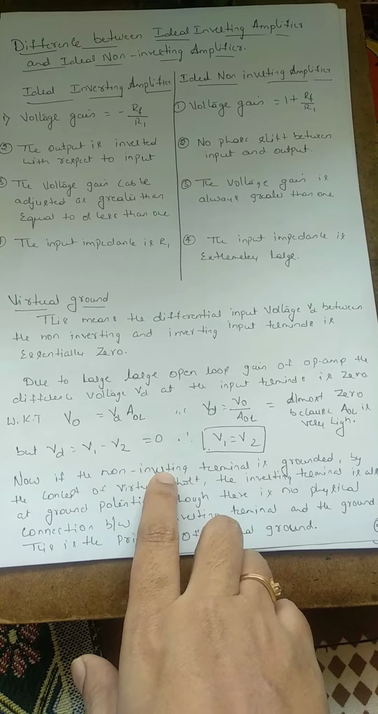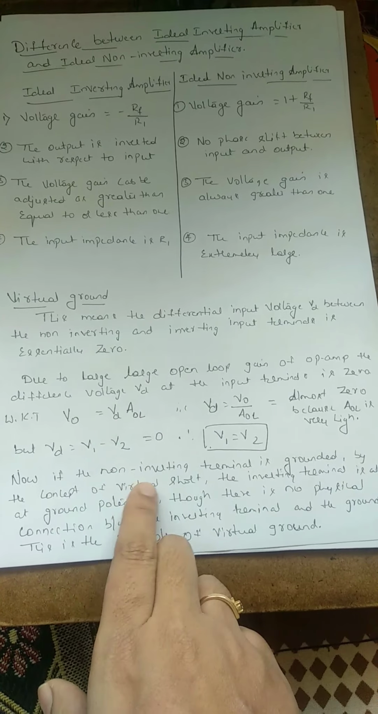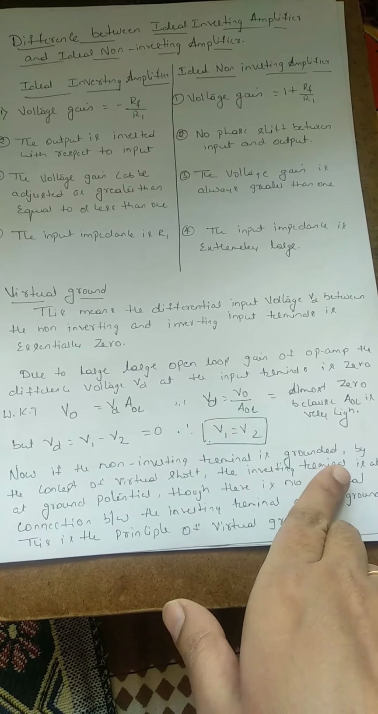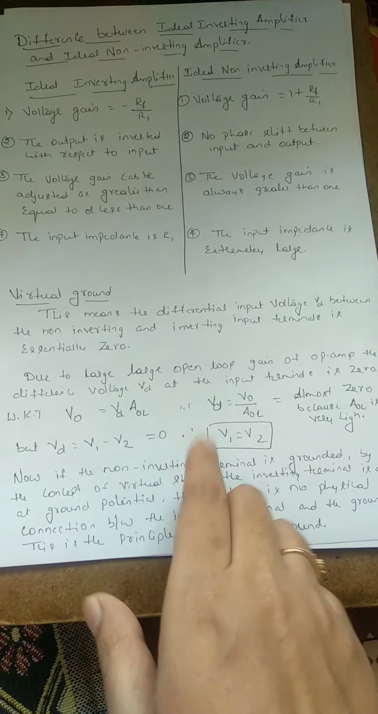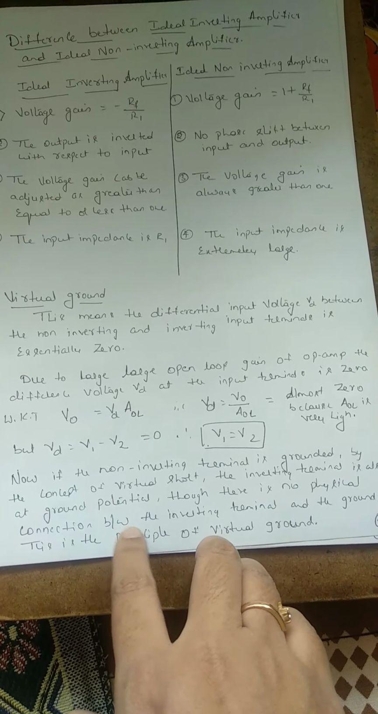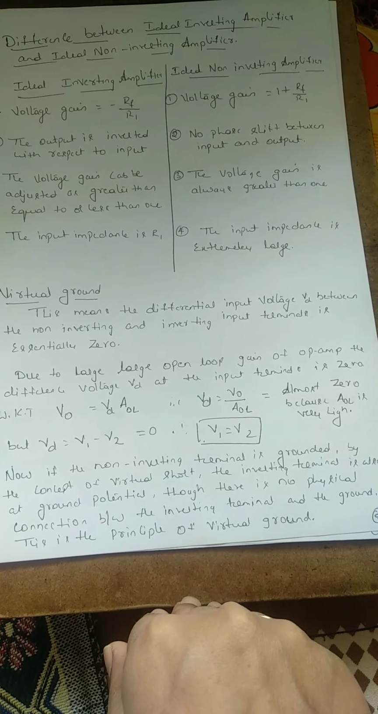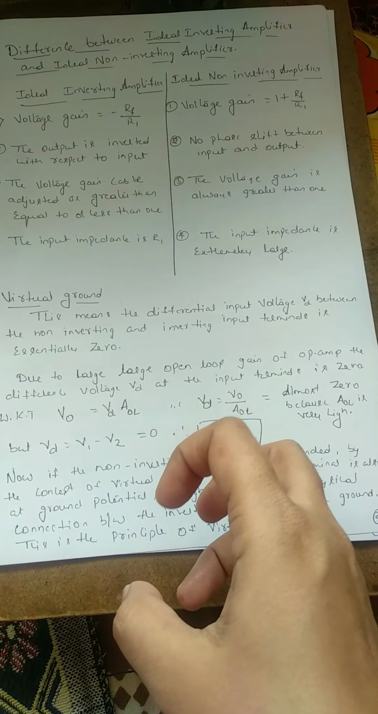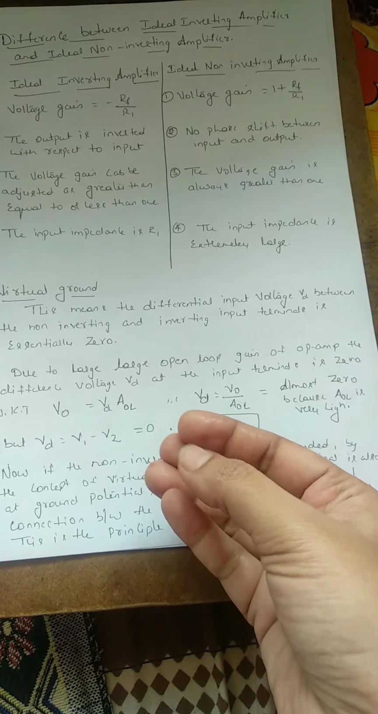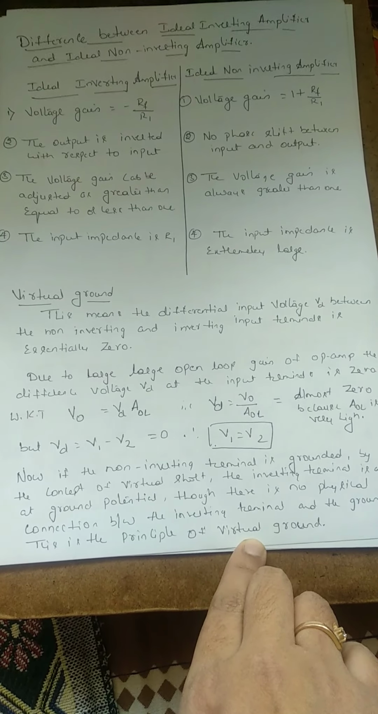Suppose the non-inverting terminal is grounded. Now by the concept of virtual ground or virtual short, the inverting terminal is also at ground potential, though the inverting terminal is not connected to ground. So that is an assumption. If the non-inverting terminal is at ground, due to the concept of virtual ground, the inverting terminal will also be at ground. So this is the principle of virtual ground.